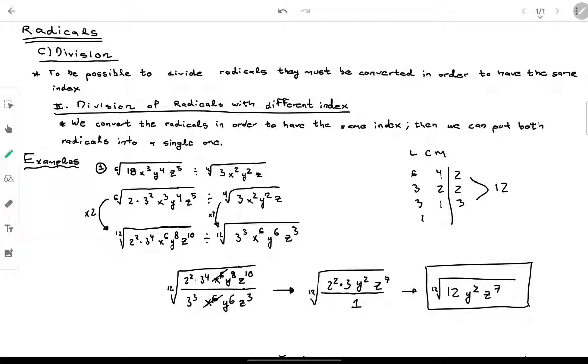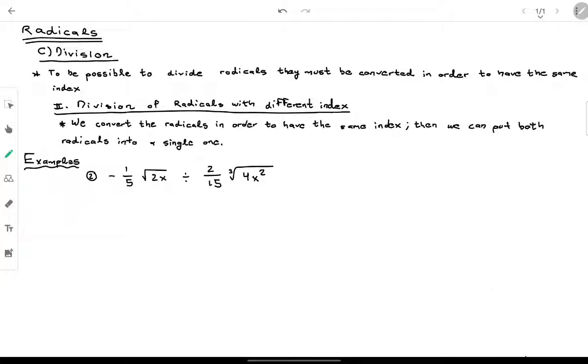So as I was telling you, the idea is very simple. The only extra step compared to a division of radicals with the same index is that we need to convert our radicals in order to have the same index, with the same process that we used when we have a multiplication of radicals with different index. So let's see another example.